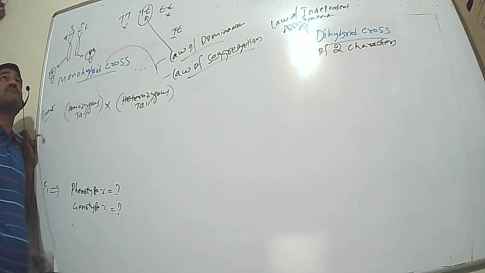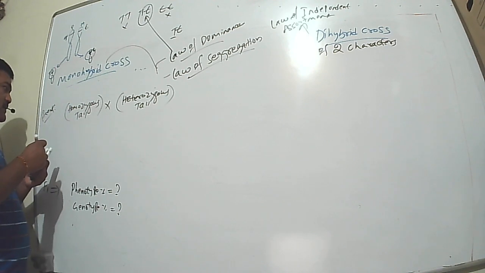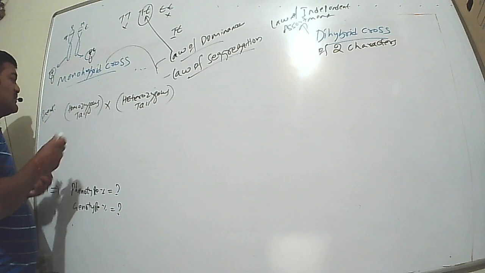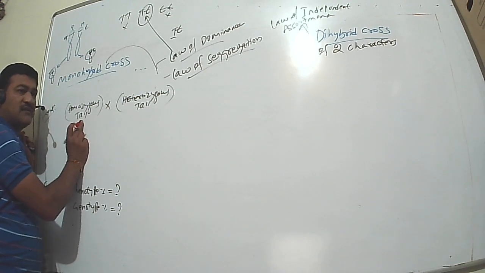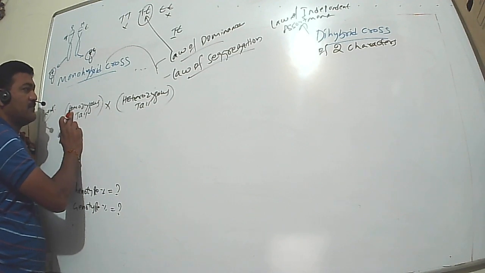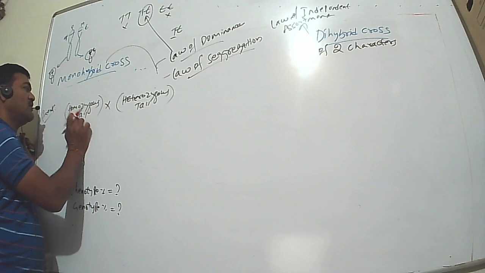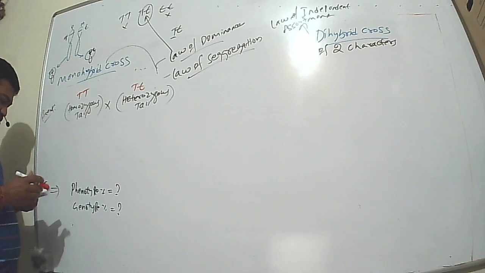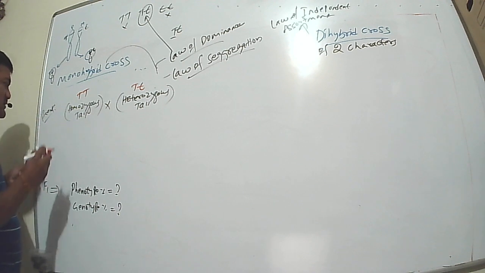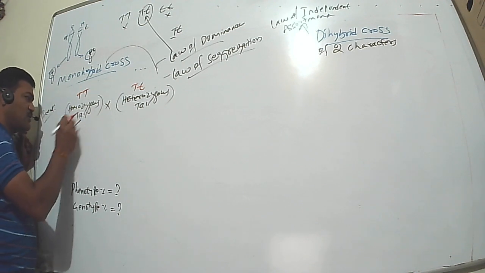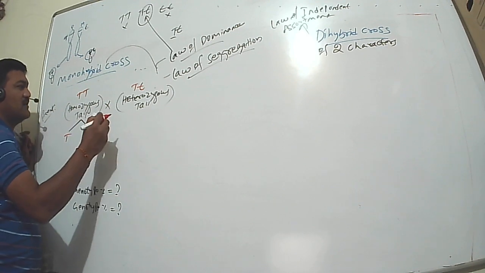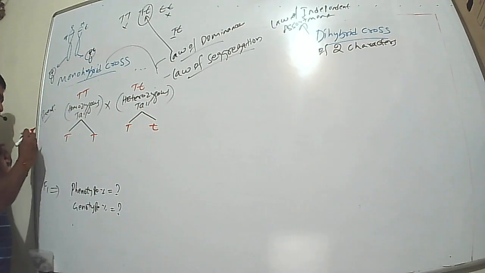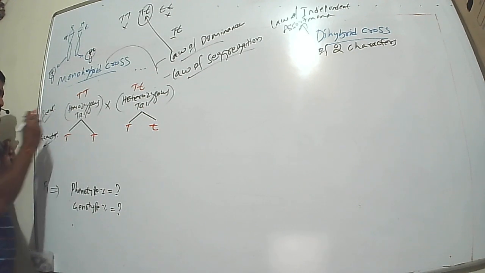You can pause the video and do it. Have you done it? Right. So homozygous tall. What is the genotype when I say homozygous tall? Is it capital T or capital T small t? Homo meaning same, hetero meaning different. So homozygous tall means capital T capital T, and heterozygous tall is capital T small t. That is the genotype. Now, what possible gametes can it produce? It can produce capital T, and here it can produce capital T and small t. These are the possible gametes.